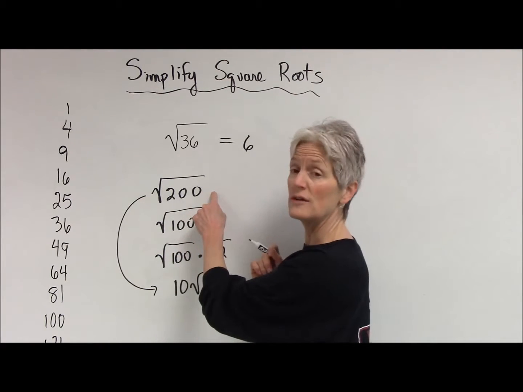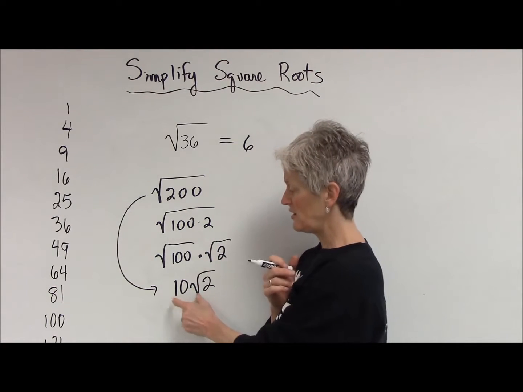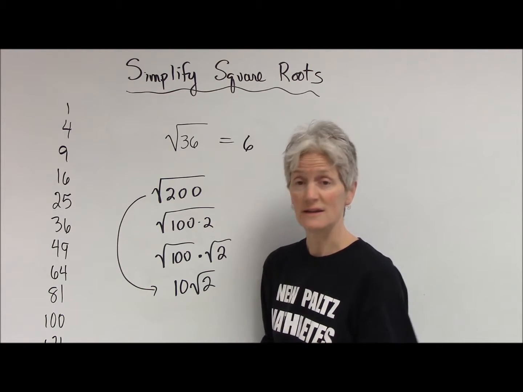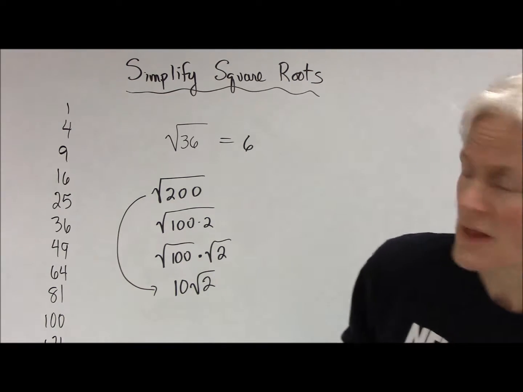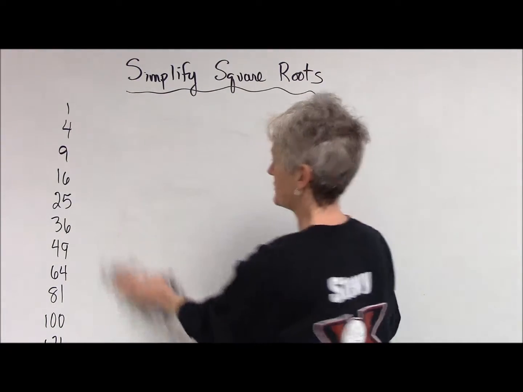But if I put the square root of 200 in my calculator, I would get the same decimal approximation as what I would get if I put 10 times the square root of 2 in your calculator. You can go ahead and try that. So what we're going to do today is we're going to throw some variables into the mix. Okay?